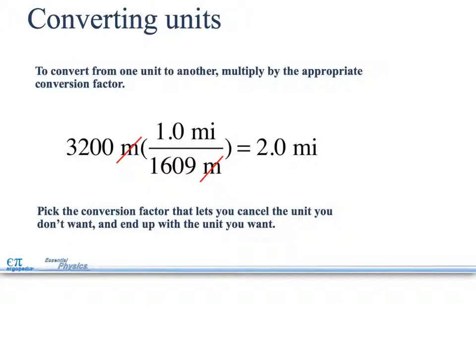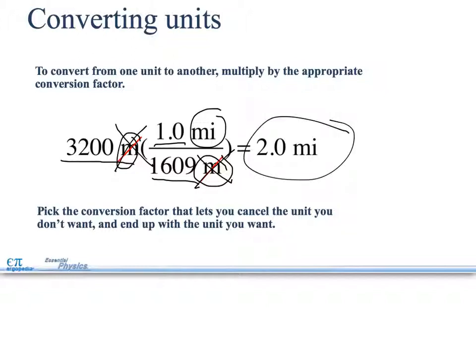To convert from one unit to another, multiply by the appropriate conversion factor. Pick the conversion factor that lets you cancel the unit you don't want and end up with the unit you want. So if we had 3,200 meters, I'm wanting to cancel meters and get to miles. So these cancel, leaving me in miles, because 1 mile is 1,609 meters. So I have 3,200 divided by 1,609 equals 2 miles.